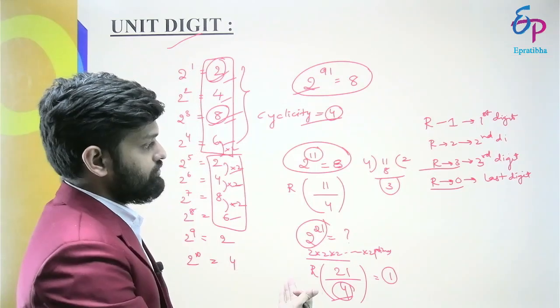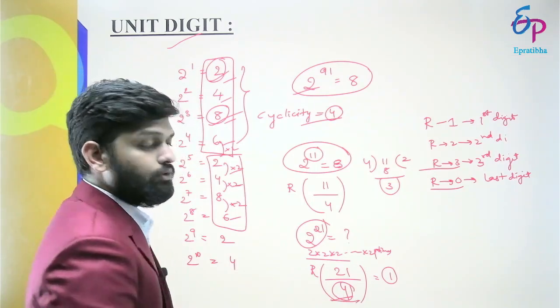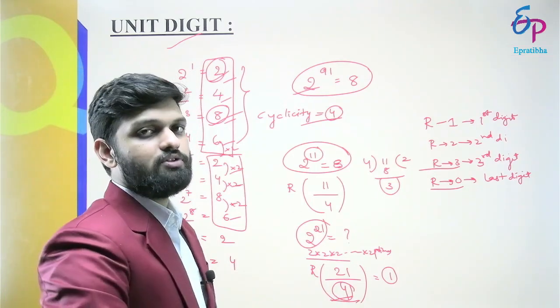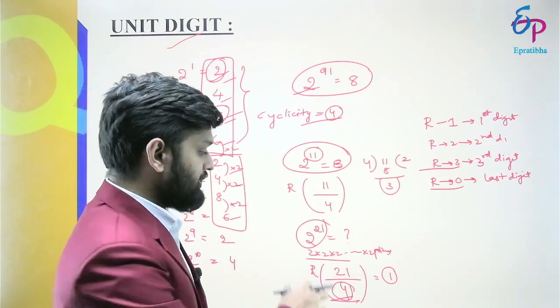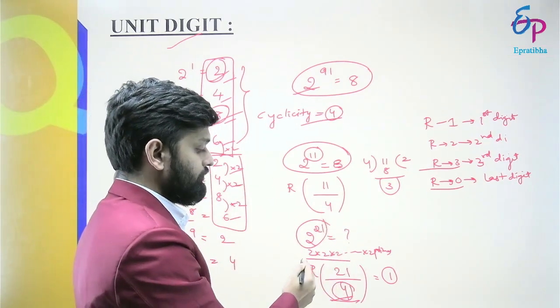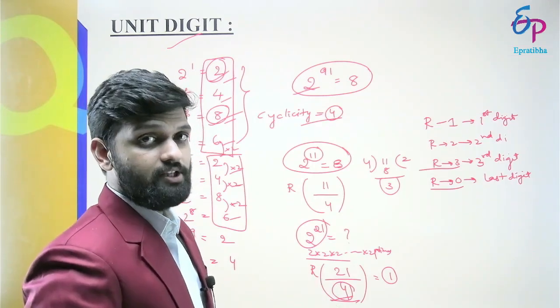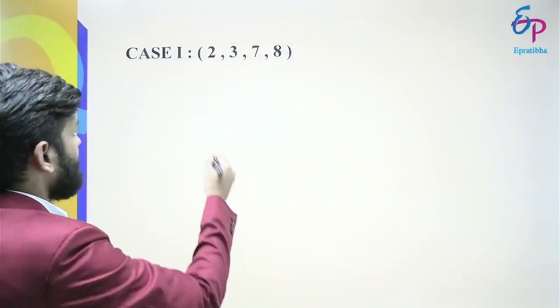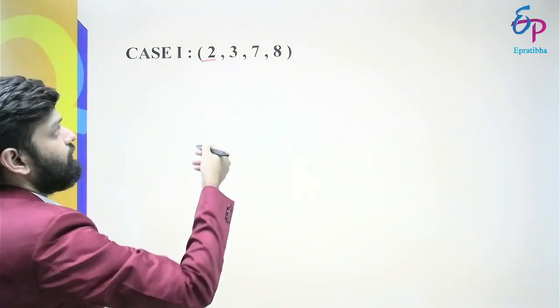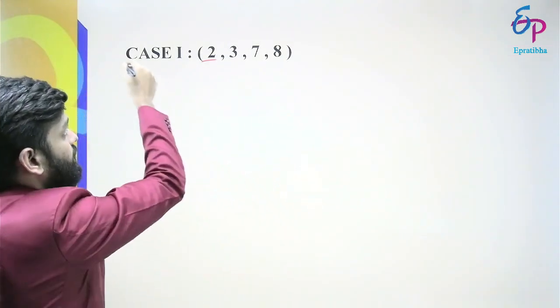Now we can use one shortcut. What does the divisibility rule of 4 say? It says the last 2 digits of the number should be divisible by 4. Using that, we can go further and solve complex questions as well. We'll see how. Here you can see 2, 3, 7, 8 will be of case 1.